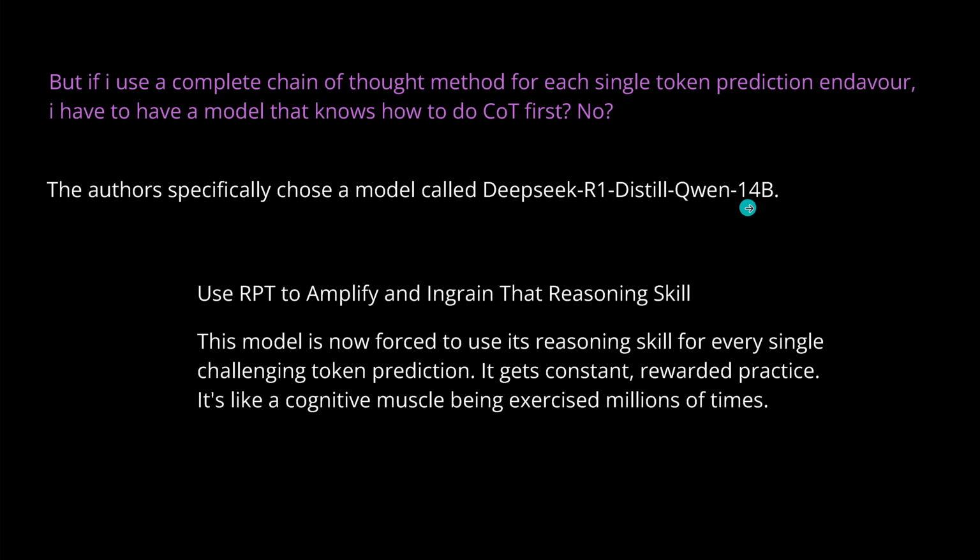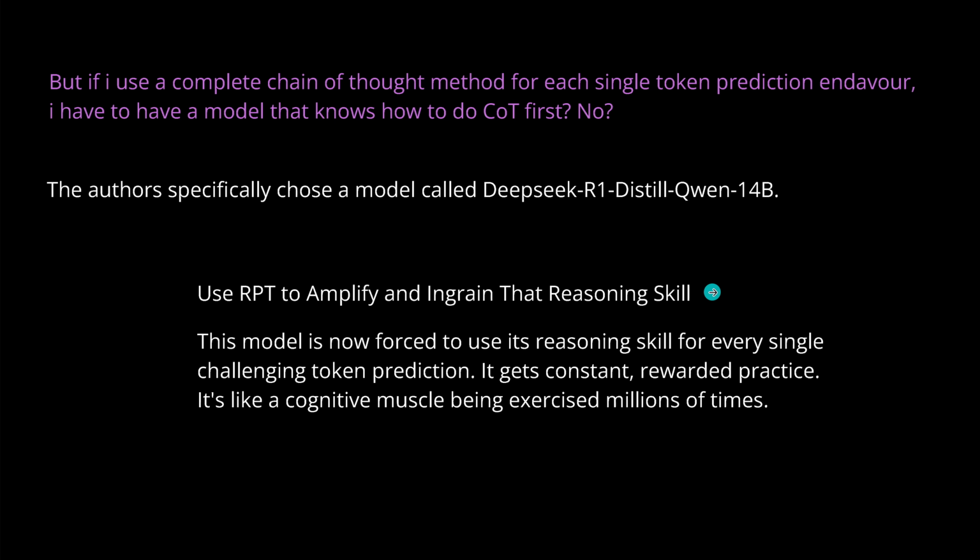So this model here, our Qwen 14B, is now forced to use its reasoning skill. Remember, this is here distilled from DeepSeek R1. So we use here the R1 reasoning skills for every single challenging token prediction. And this gets now a constant rewarded practice. If you want, this is really a cognitive muscle being exercised millions of times. This is now the new learning paradigm. So this is now fascinating, because now you tell this model, you can learn ad infinitum. You can learn and learn and learn.